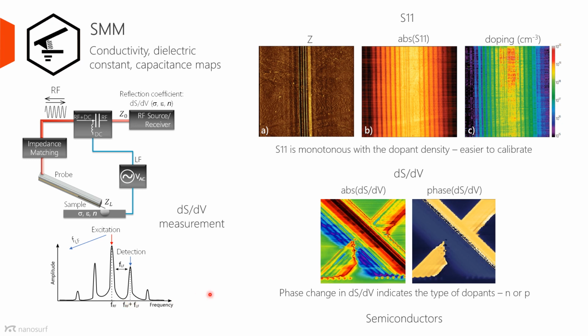As I mentioned earlier, this measurement is a standard measurement for the semiconductor industry, where it is being used for dopant density profiling and determination of the type of dopants, N or P, which is clearly visible in the phase of the dS/dV measurement. Because of different effective masses of electrons and holes, the phase of the dS/dV measurement would have a clear phase flip when switching from one dopant type to another.